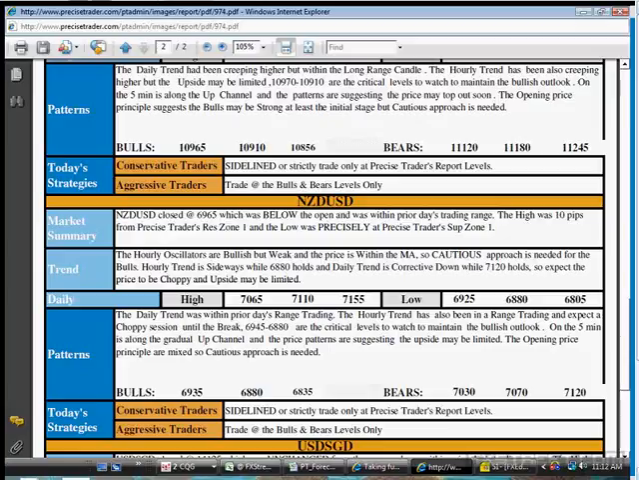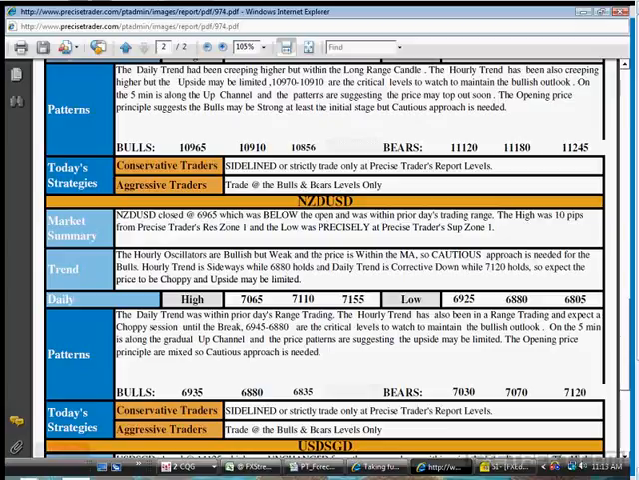And as far as these patterns are concerned, these two categories are the most important for you to take your trading decisions or put on your trades. So this daily trend was within prior day's range trading. The hourly trend was also in a range trading, so expect a choppy session until the break. And 69.45 and 68.80 are the critical levels to watch to maintain the bullish outlook. So overall, we are saying that if you are bullish and you feel that the price is going to go up, the price should not trade below these two levels. So you have to pay careful attention when the price reaches these levels, or it can be a trading opportunity as well.